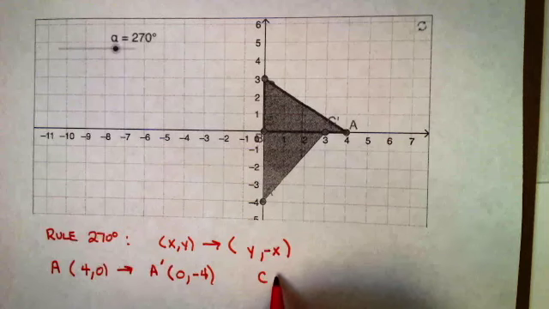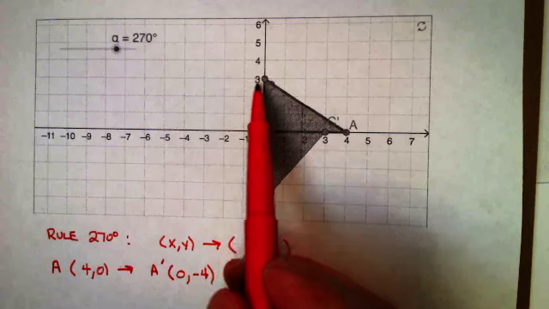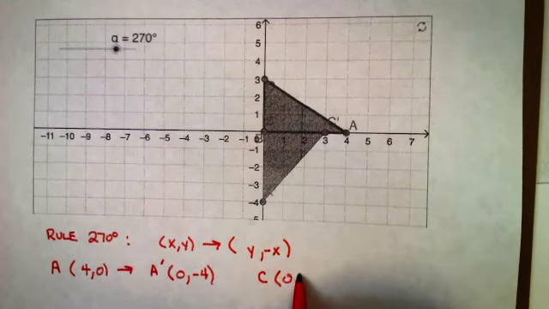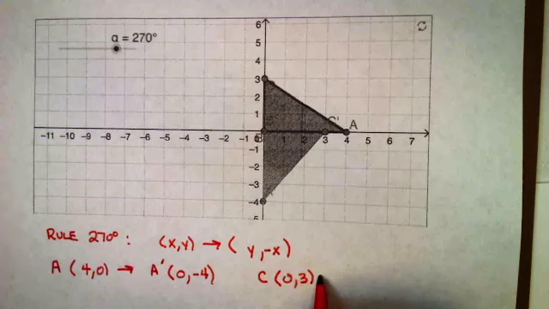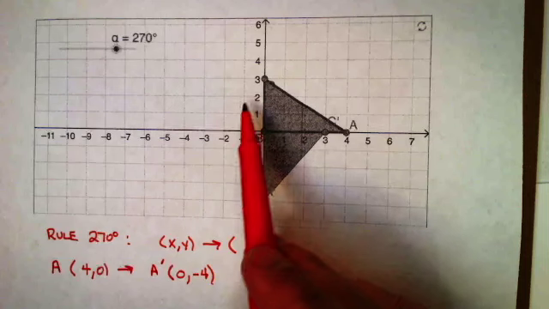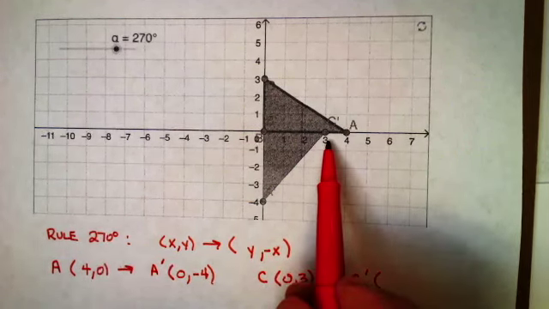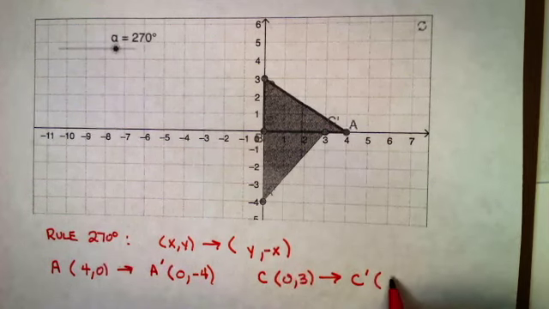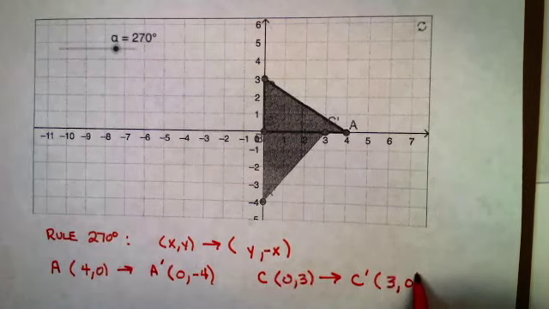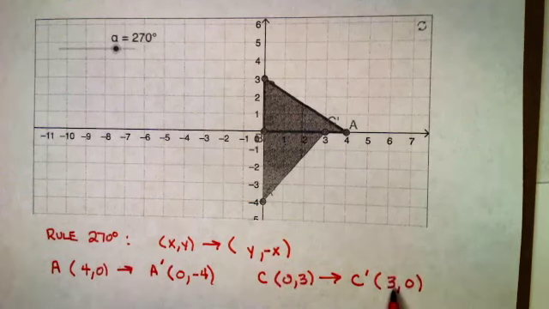Let's see if point C follows the rule. Point C started off right here. I don't go over any, and I go up 3. When I rotated this point 270 degrees, I need to find the new coordinates for this point right here. The new coordinates are 3. The X and the Y switched, but I didn't have to change the sign of the Y. So my rule is holding up.